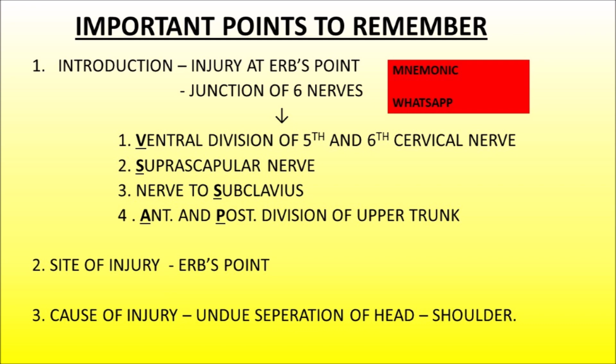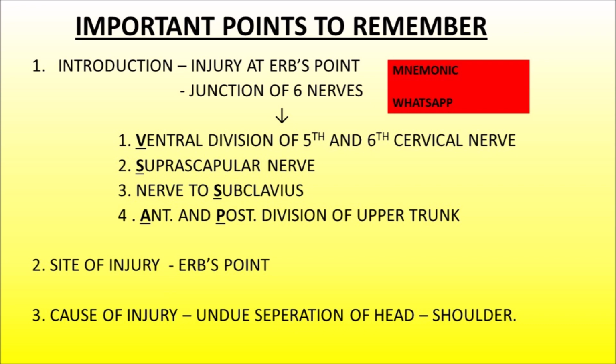In order to remember all these nerves, remember the mnemonic WhatsApp. In the alphabet W, there are two V, where it stands for the ventral division of the fifth and the sixth cervical nerve, S for suprascapular and the subclavius, A for anterior division of the upper trunk, and P for the posterior division of the upper trunk. Let us move on to the site of injury. Injury to the upper trunk, usually at the Erb's point, causes Erb's paralysis.